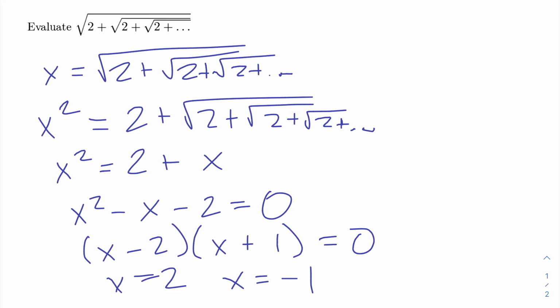Now we have two options for what x can be. It can either be positive 2 or negative 1. But we know that x can't be negative because we just have the square root of 2 plus the square root of 2 plus the square root of 2 forever. There's no negatives. So x cannot be a negative number. Therefore, x is equal to 2.